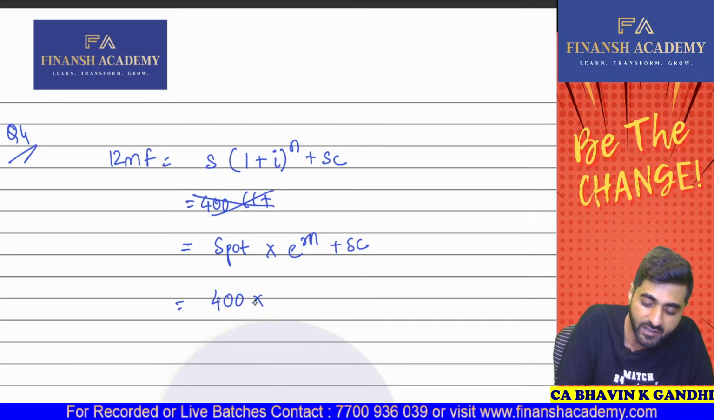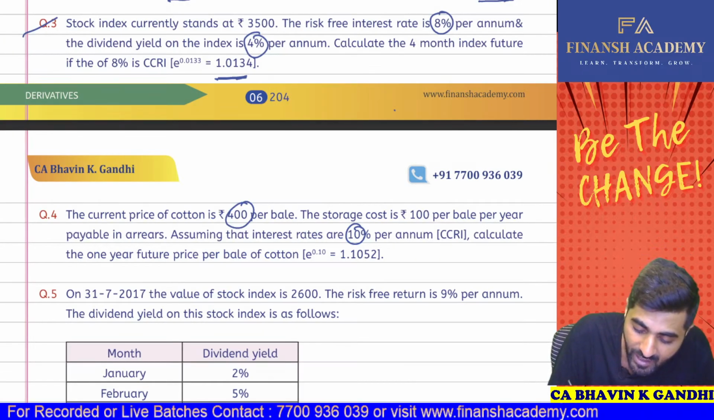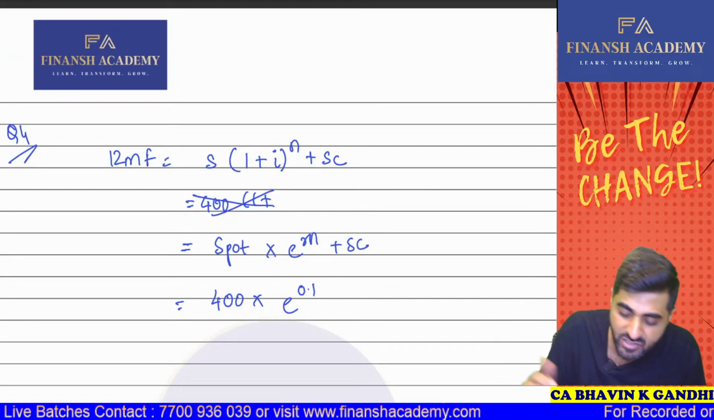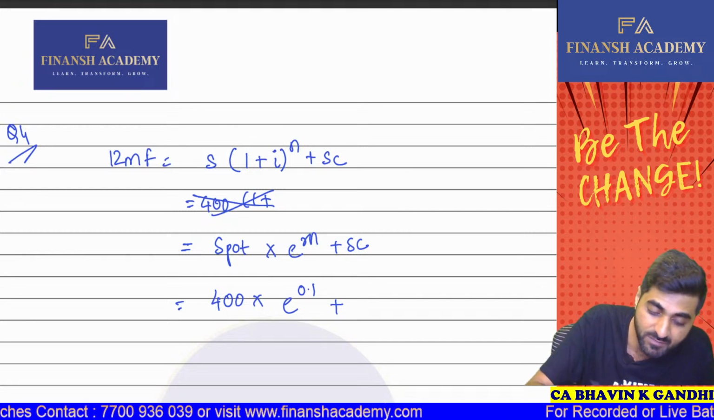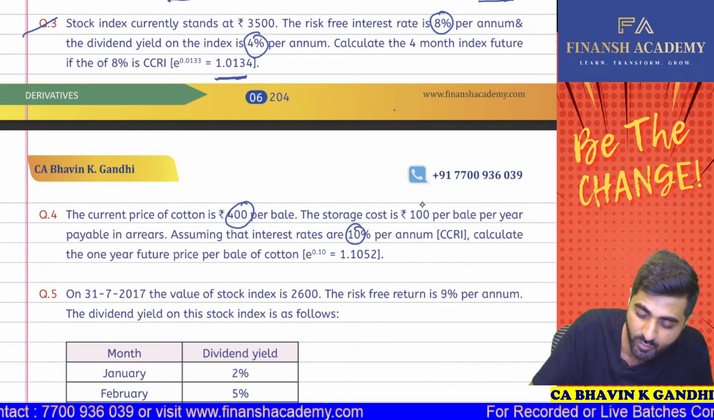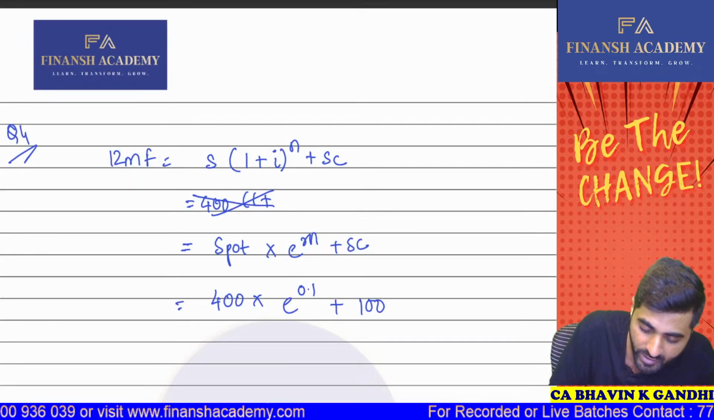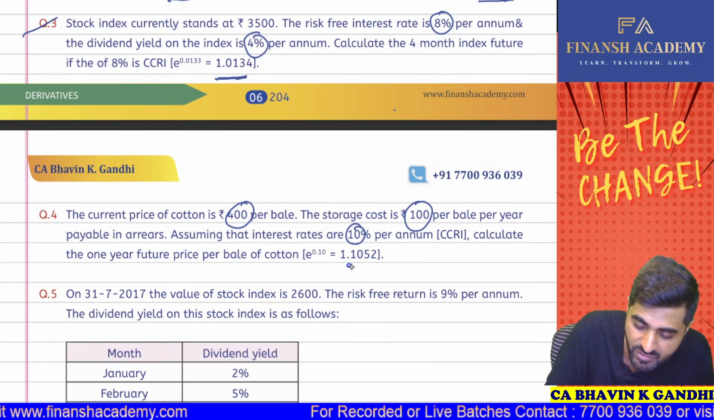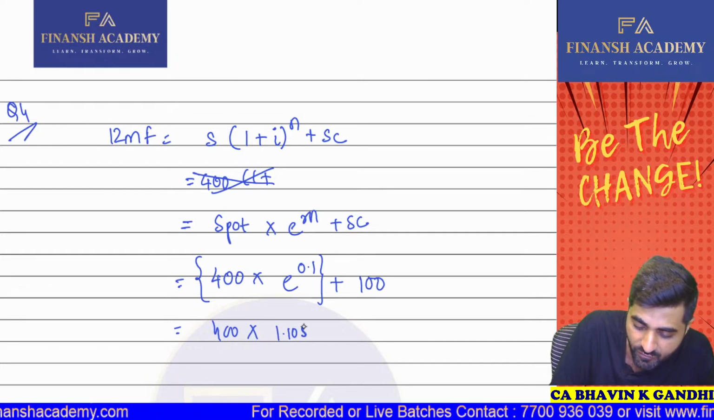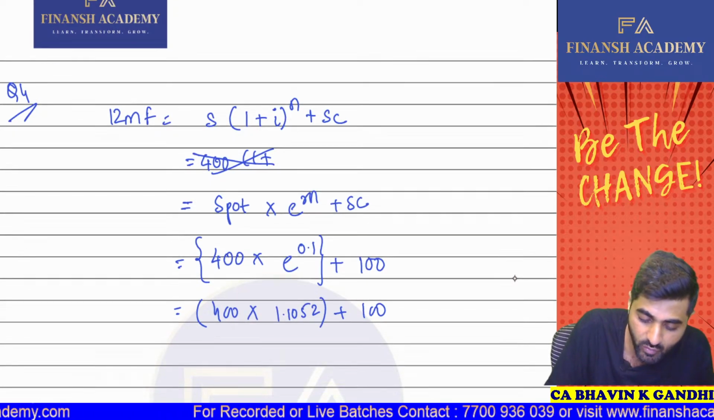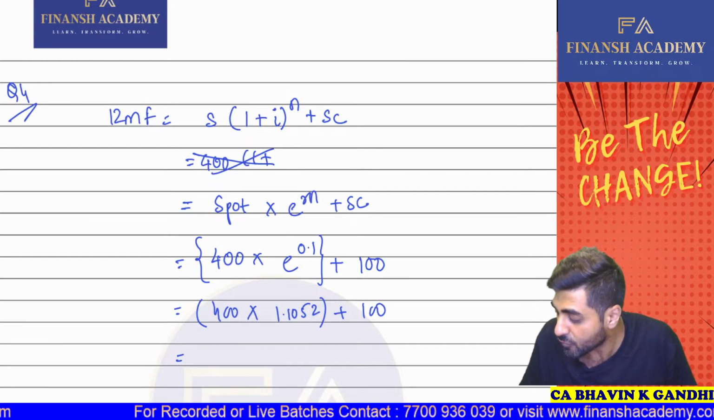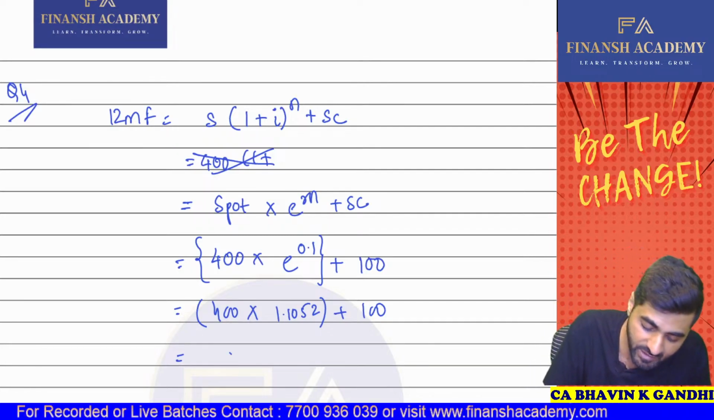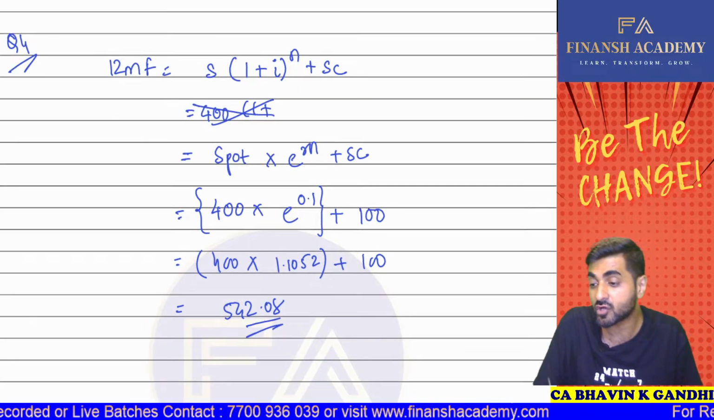So again, this will be 400 into E raised to the power R. Your R is 10%, so it's 0.1. The tenure is 1 year, so there is no need to worry. And to this, my dear students, I'll be adding the storage cost. What's my storage cost? My storage cost is nothing but rupees 100. So I'm going to add 100 to it. So this will be 400 into e raised to the power 0.1, which is 1.1052, and to this we'll be adding 100 rupees. So will this give me my 12-month future? Yes or no? Yes. So 400 into 1.1052, and to this I'll be adding 100. So eventually this will be nothing but 542.08. So will this be a 12-month future price?